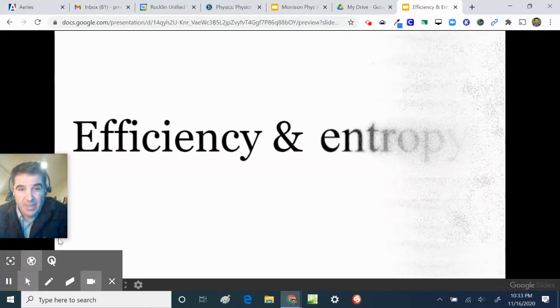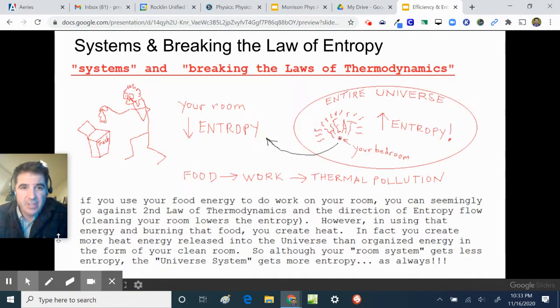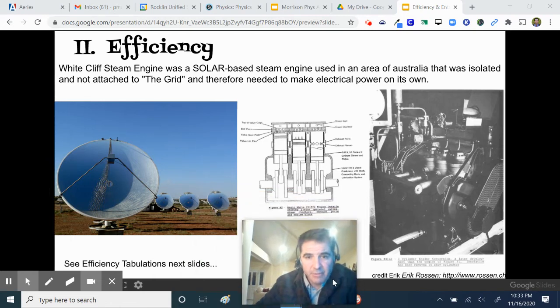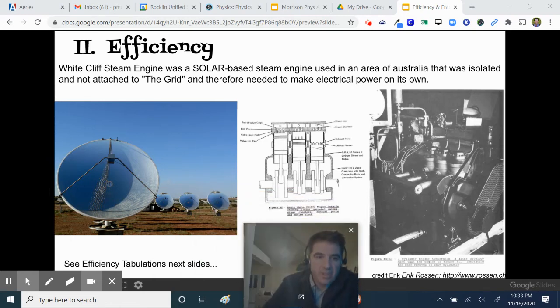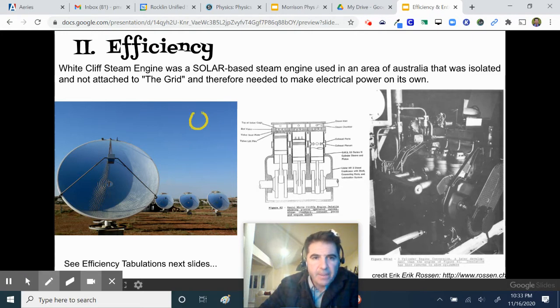So what we have here is efficiency and entropy. We already covered entropy, so I'm going to go back past those slides till we get to efficiency, and we will start off right here. Today we're going to explore the efficiency of heat engines, and we'll start off with the White Cliffs heat engine right here, which is a solar array that's in Australia.